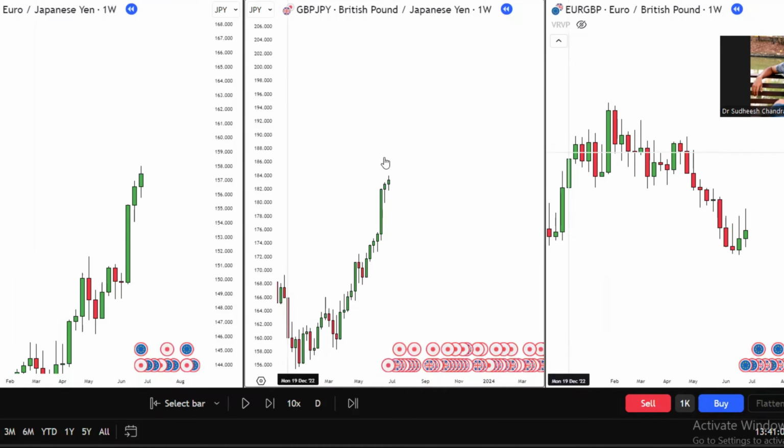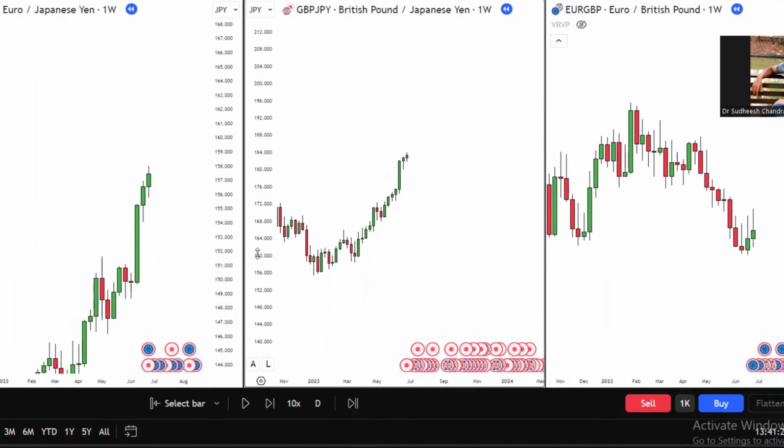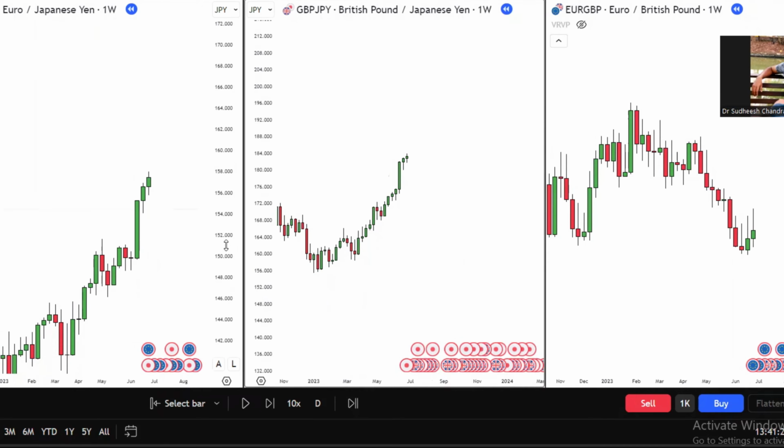So price is always doing two things. It is seeking liquidity, right? And then it is rebalancing imbalance. That is all price is doing. So price moves from internal range liquidity to external range liquidity, internal range liquidity to external range liquidity, in that order. But before you start trading these pairs, there is one thing that you should know.